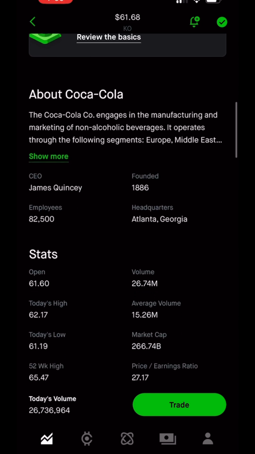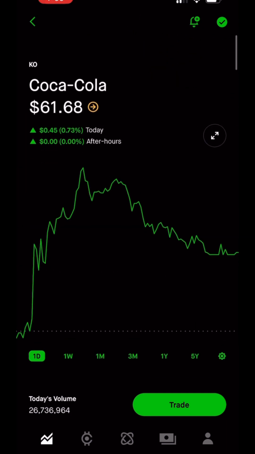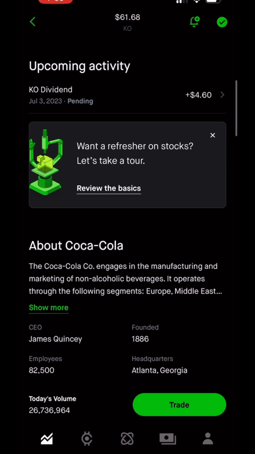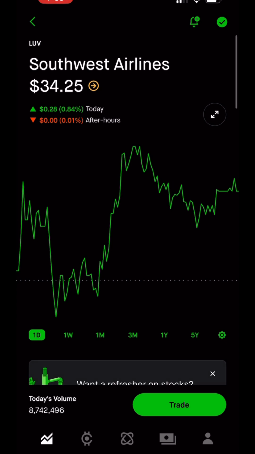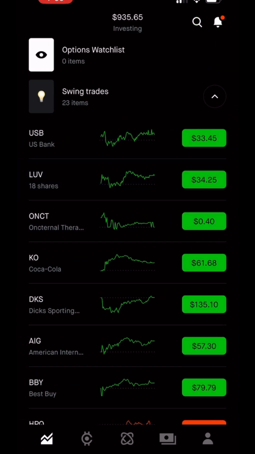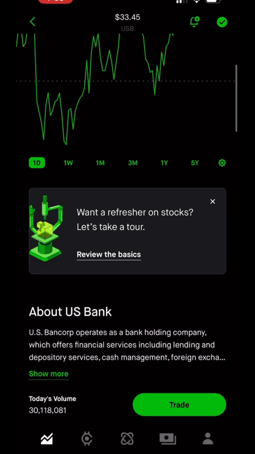So I highly recommend, guys, investing in Coca-Cola. It's a safe stock, and it's going to have growth. I had shares in this. I don't have shares anymore, but I'm still going to get the dividend payment. It's the same for Southwest Airlines. And then the other one I'm looking at for a potential trade, guys, is the June 30th dividend payment for US Bank. Again, it's a great stock.